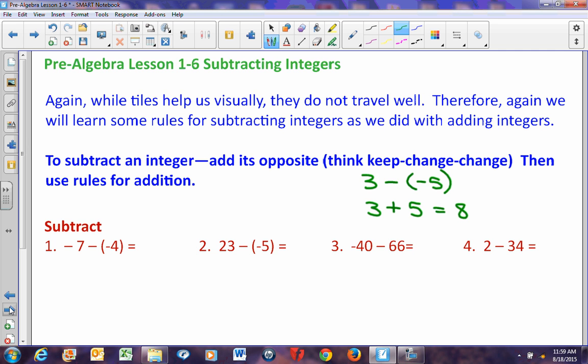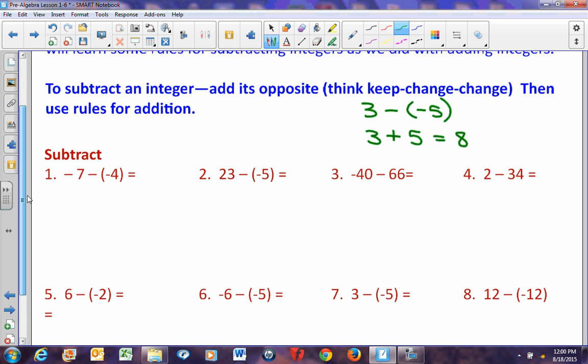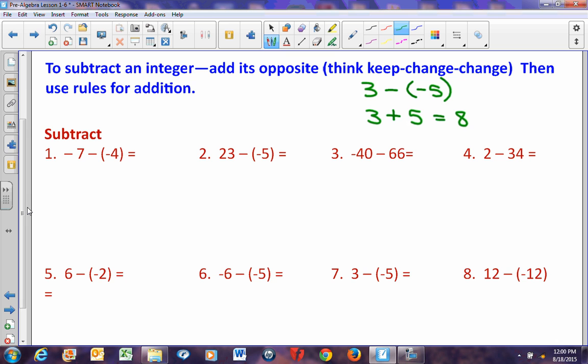So we're going to take all of these problems here and change them to addition problems. Every single one. Even if you think you can do this in your head for now, I want you to change these to addition problems so you get into the habit of just doing it, and then naturally you'll start to pick up on how to do addition and subtraction. Okay, so here we go. This is going to be negative 7. Keep, change, change. Negative 7 plus 4.